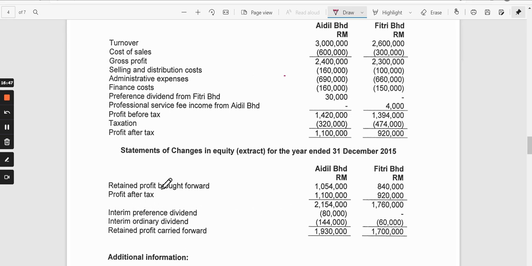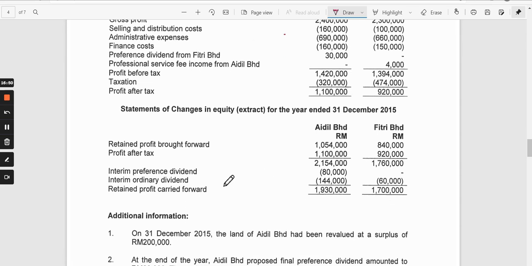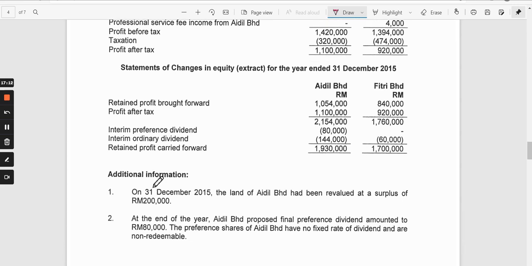This is the statement relating to the retained profit column. But for the requirement of the question, we are going to prepare not just the one related to a retained profit column, but also those that contain the non-controlling interest section, right? So these are the information that you have, the retained profit brought forward up till retained profit carried forward. So let's look at the additional information number 1. Additional information number 1 is on surplus of revaluation. So if you look at the surplus on revaluation, that surplus happened in the current year.